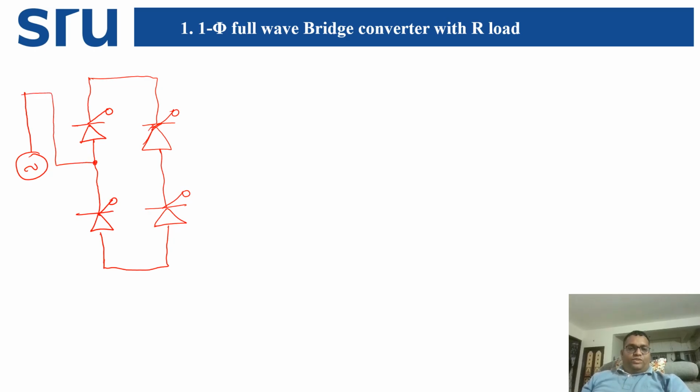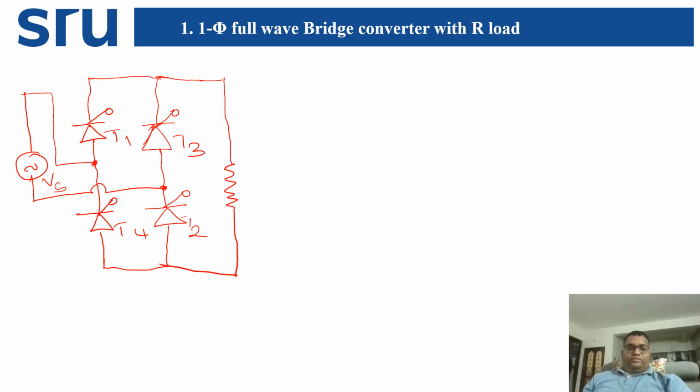Now this is the positive supply, and the negative supply we are going to give here. The source voltage is Vs. T1 and T2 are here, and T3 and T4 here. Alternately we are going to switch on the thyristors. Now take a resistive load, with plus and minus, and this is V0.